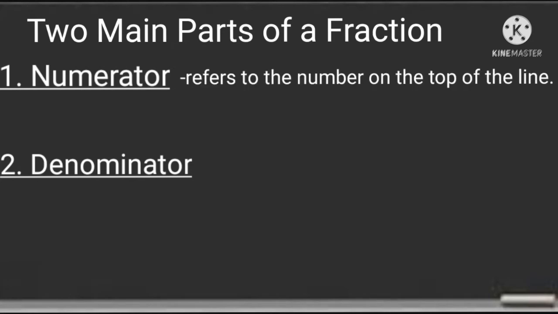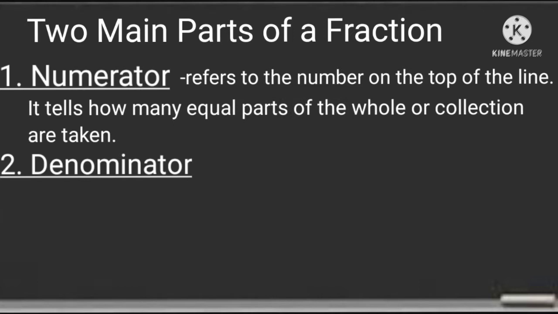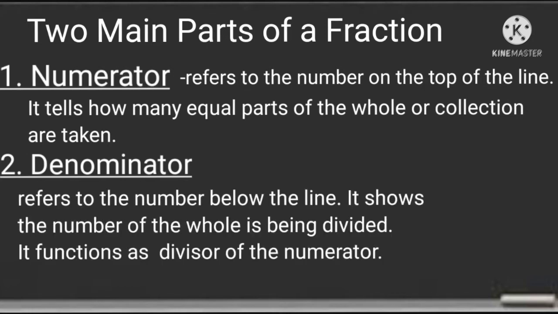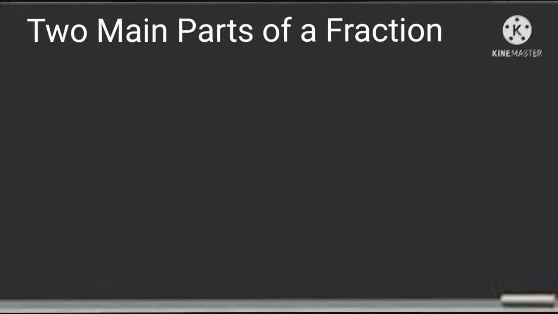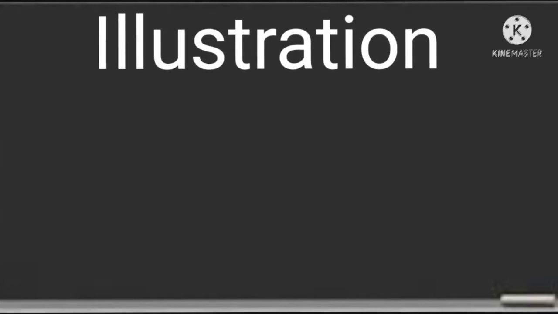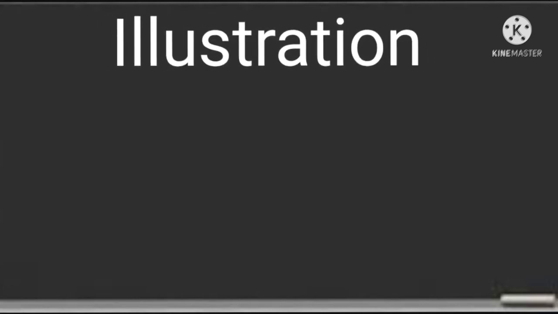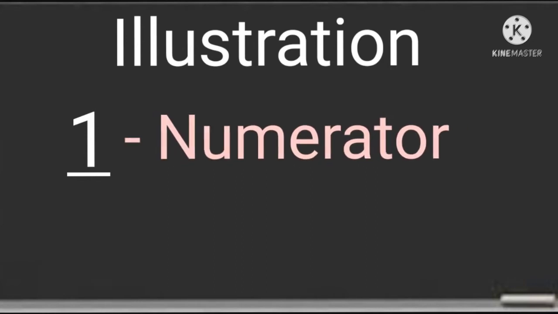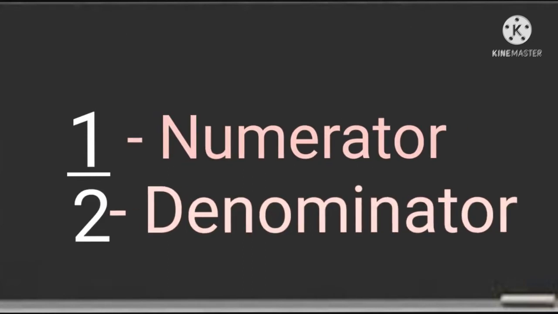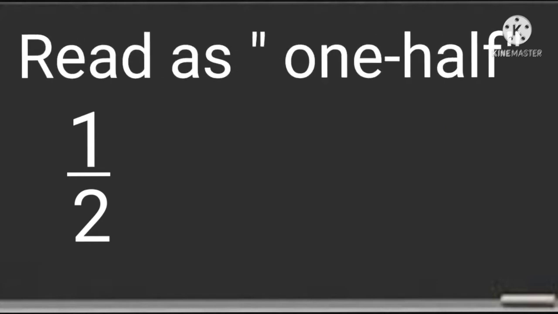Numerator refers to the number on the top of the line. It tells how many equal parts of the whole or collection are taken. Denominator refers to the number below the line. It shows the number of parts the whole is being divided into. It functions as the divisor of the numerator. So here is the illustration of the numerator and the denominator. 1 is the numerator and the 2 is the denominator. It is read as 1/2.